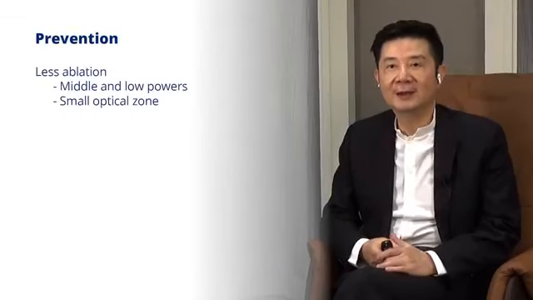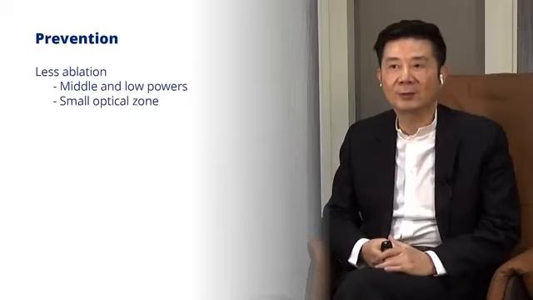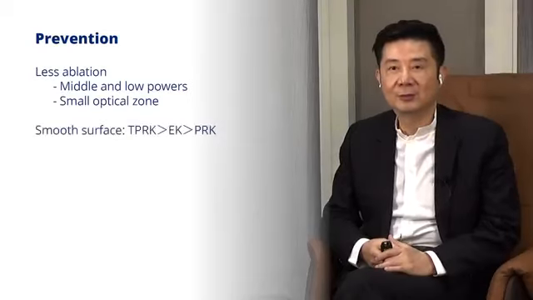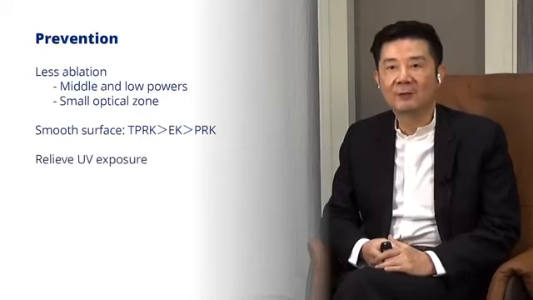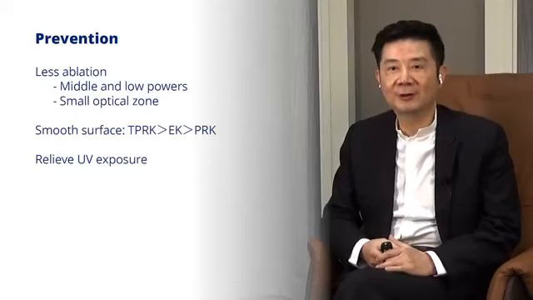Prevention of haze. You should choose patients with low to middle powers of myopia and a smaller apical zone in this ablation. A smoother surface type of ablation, such as TPRK, is better than EK or traditional PRK. Avoid UV exposure with sunglasses during the first 6 months or even longer after operation.